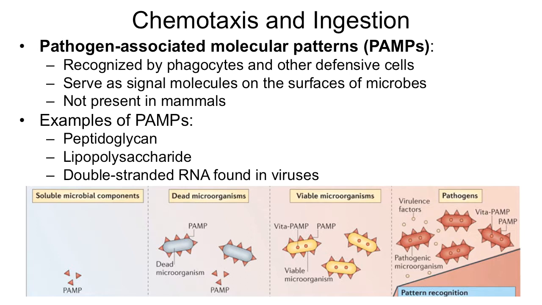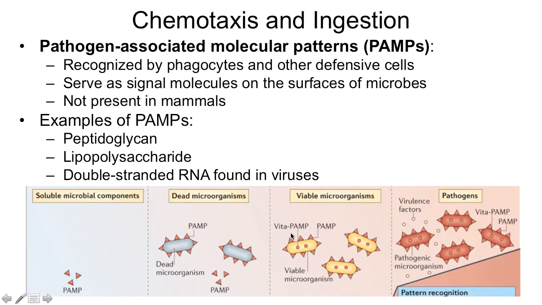An example of a PAM is the molecule peptidoglycan, which, as you are familiar, is the molecule that composes the cell wall. The lipopolysaccharide, which is also on the outer membrane of gram-negative bacteria, is another example of a PAM. And double-stranded RNA found in viruses is another PAM. So PAMs could be soluble molecules like double-stranded RNA found in viruses. They can be on the surface of dead microorganisms like the lipopolysaccharide or peptidoglycan.